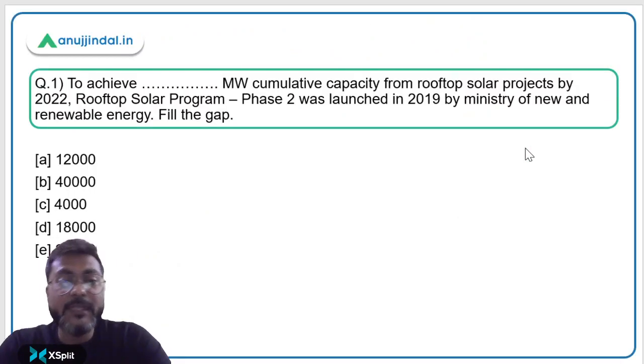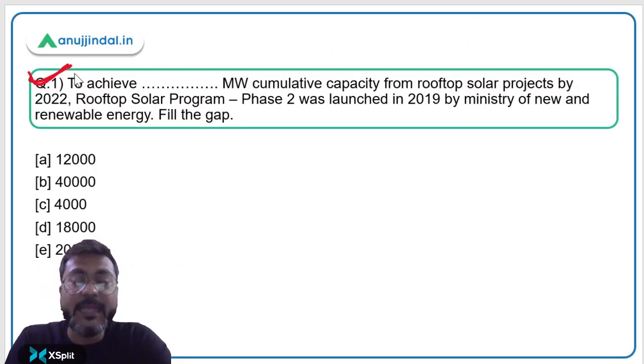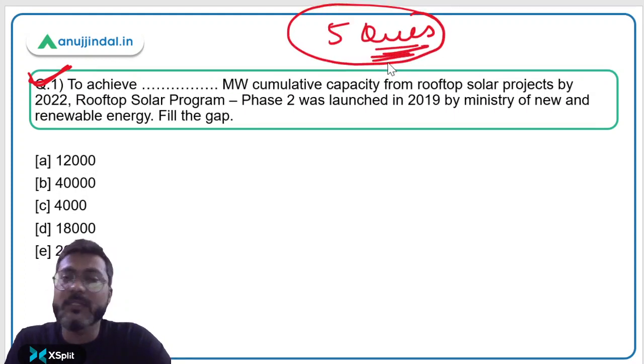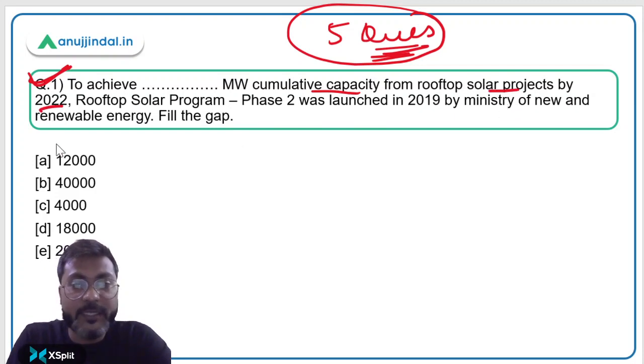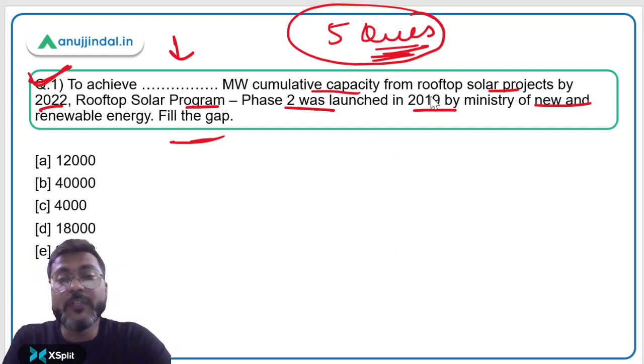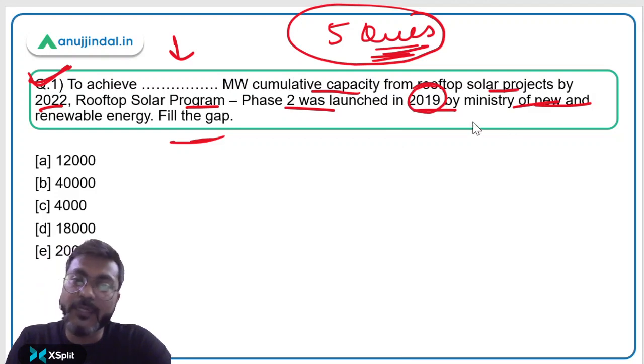So now let's move ahead with the very first question. In today's session also, there are 5 questions. They are very small questions, and there is no need to go into too much detail on them. The question says: to achieve dash megawatt cumulative capacity from rooftop solar projects by 2022, the Rooftop Solar Programme Phase 2 was launched in 2019 by the Ministry of New and Renewable Energy. So you have to fill this gap. What is the target cumulative capacity from solar rooftop projects under the Rooftop Solar Programme Phase 2, which was launched in 2019 by the Ministry of New and Renewable Energy?